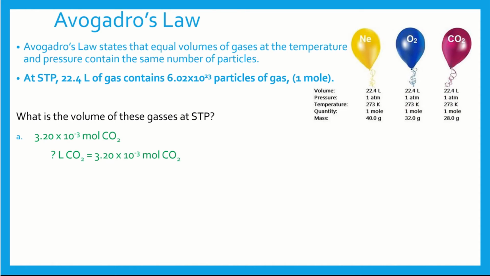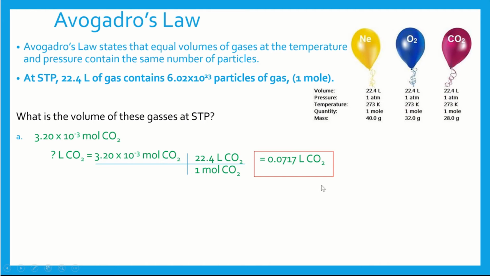So some practice problems here. If we have 3.2 times 10 to the negative 3rd moles of carbon dioxide, we would expect it to take up a volume of 0.0717 liters. Again, we're looking at 3.20 times 10 to the negative 3rd moles. We know it's 1 mole per 22.4 liters.